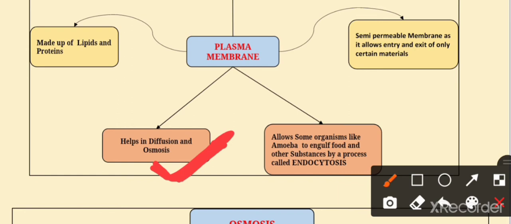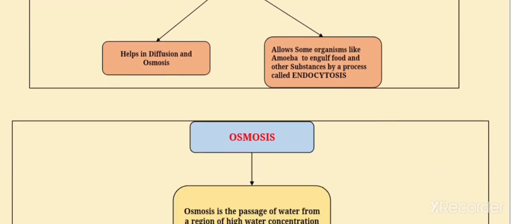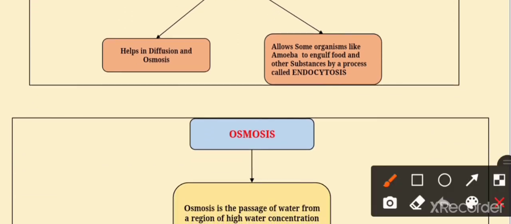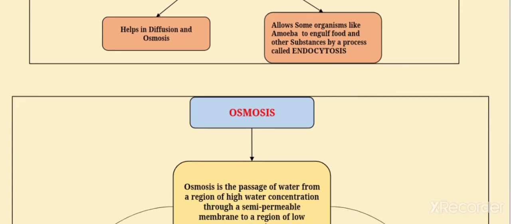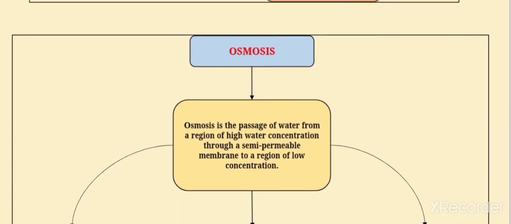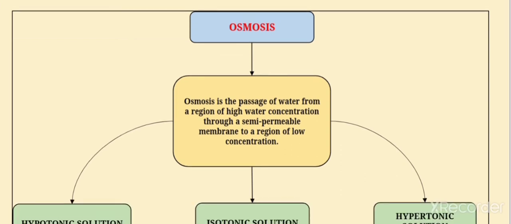It also allows some organisms like amoeba to engulf food and other substances by the process of endocytosis. So this is also a characteristic of our plasma membrane. After this, you have the explanation of what we mean by osmosis and what we mean by diffusion. One by one we discuss these two terms.